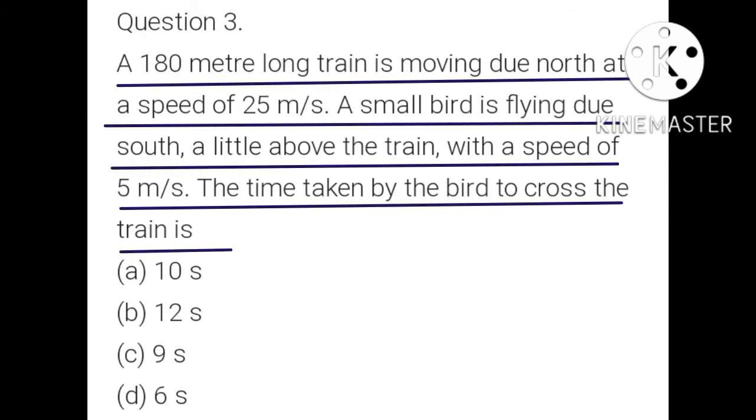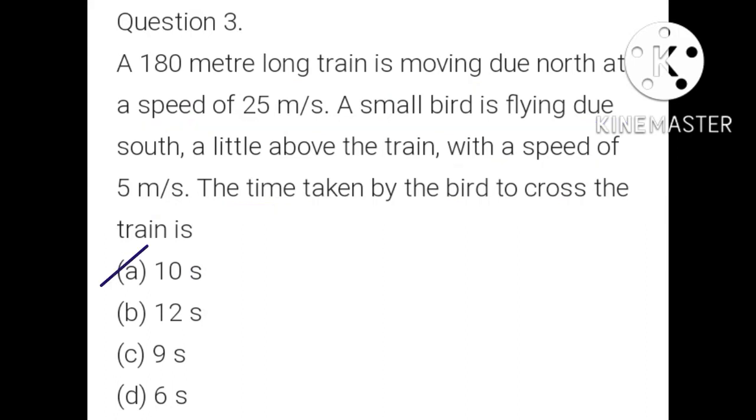Question number 3. A 180 meter long train is moving due east at a speed of 25 meter per second. A small bird is flying due south a little above the train with the speed of 5 meter per second. The time taken by the bird to cross the train is, first option A is 10 second, B 12 second, C 9 second, D 6 second.